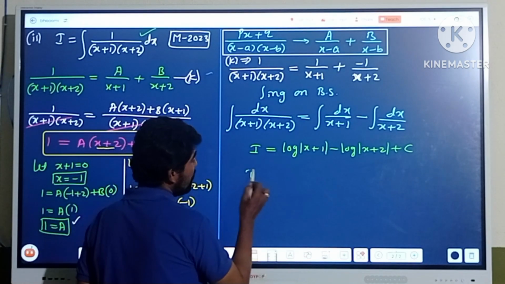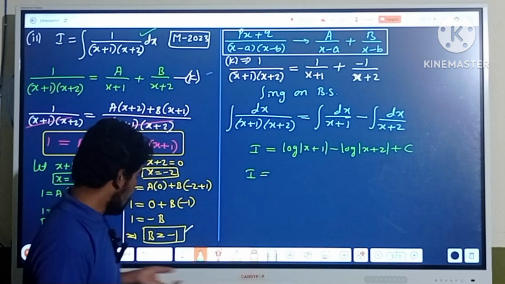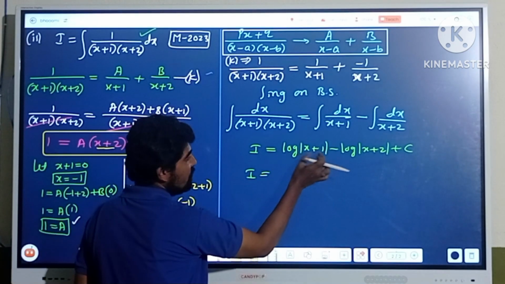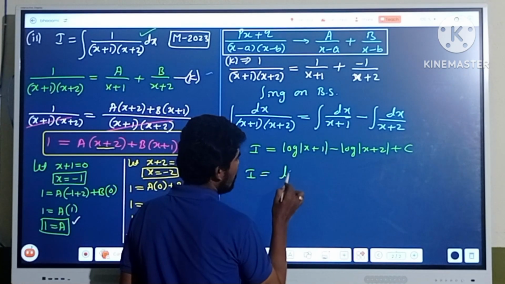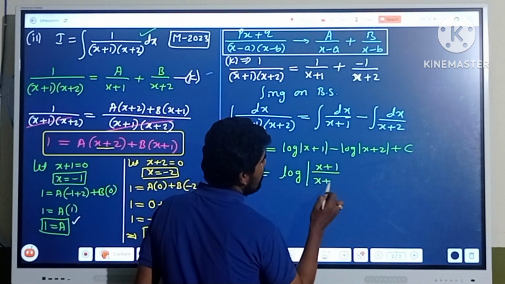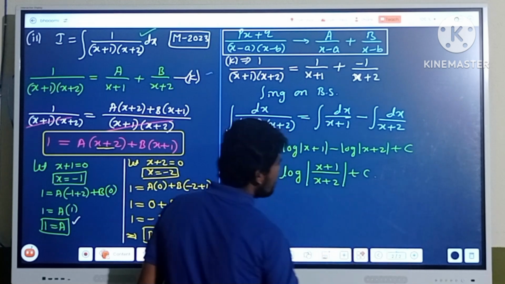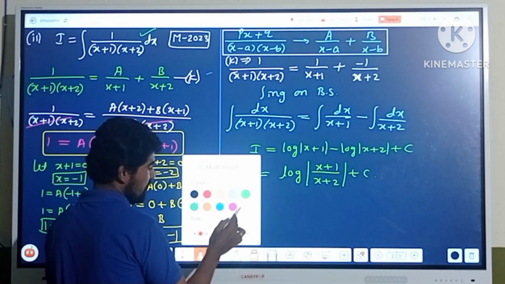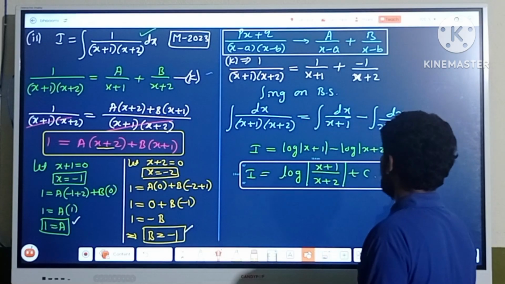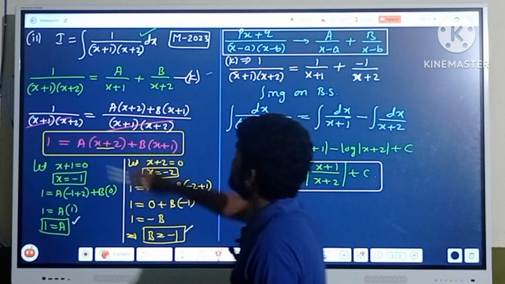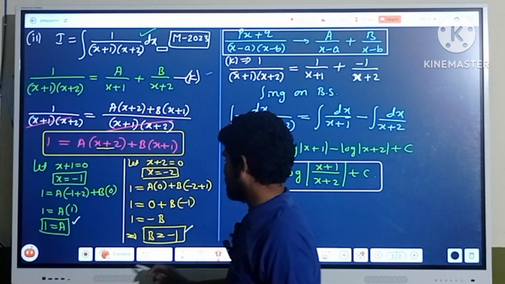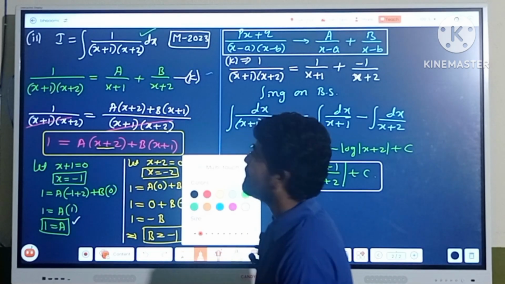By using the property of log, which I already discussed in the previous question, log m minus log n is log m by n, it means log of x plus 1 divided by x plus 2, plus integral constant c, and this is the required answer for the given integral problem, that is, integration of 1 divided by x plus 1 into x plus 2 dx. I hope all of you are understanding.